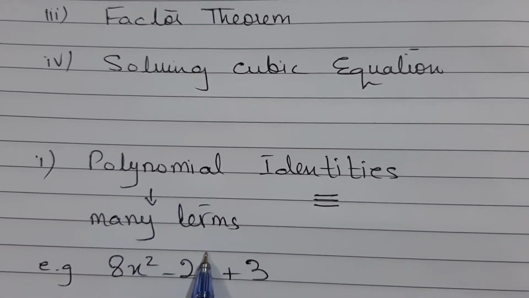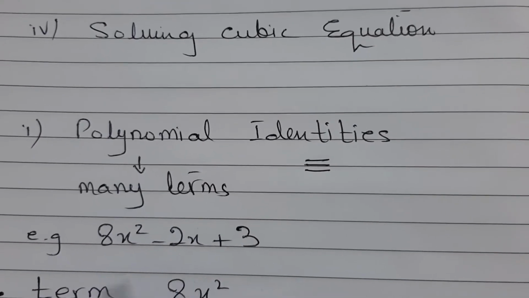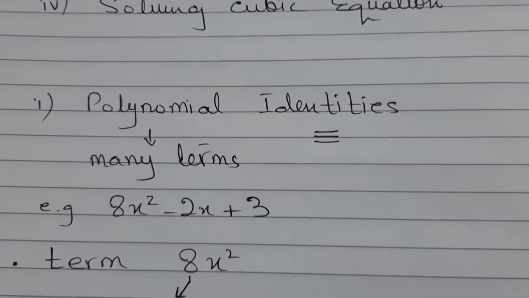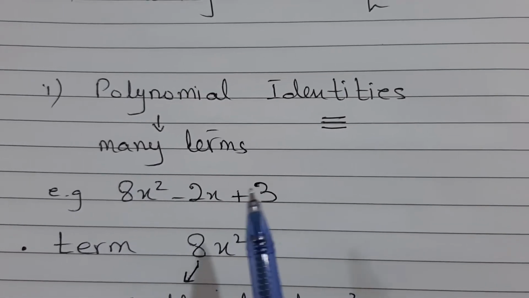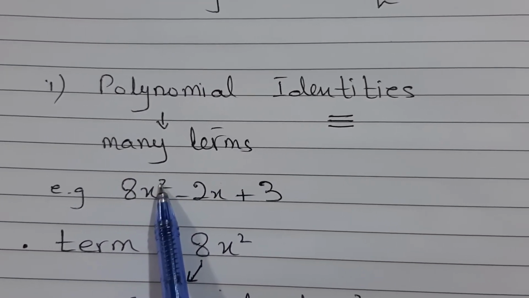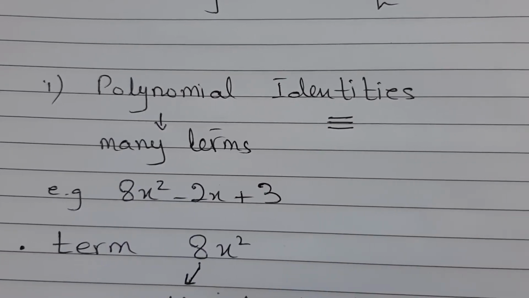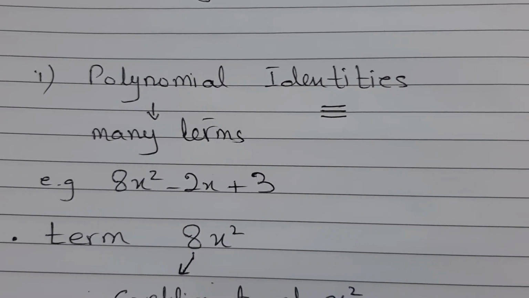Polynomial means many terms, for example, sum of many terms, 8x square minus 2x plus 3. So there are 3 terms, so this is a polynomial. And you must have here positive power, not negative, not fractional. I'm not going into that detail, just telling you this much information.